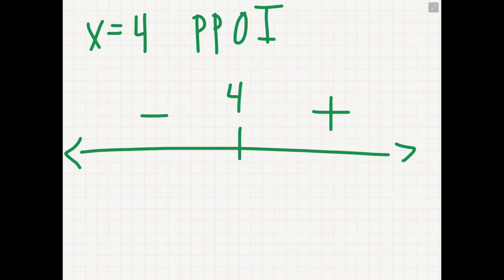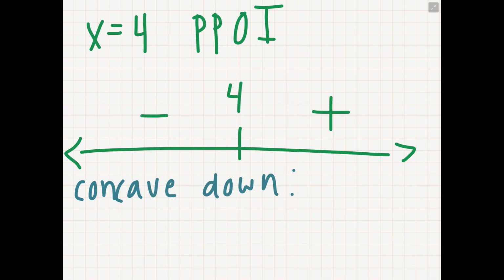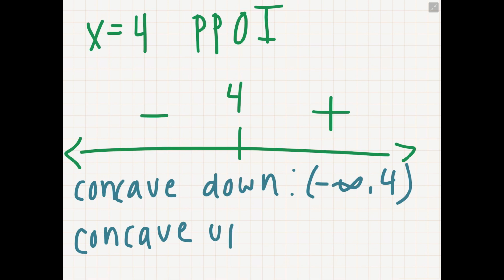Based on the results of our sign test around x equals 4, we can conclude which intervals of this graph are concave up and concave down. The interval negative infinity to 4 is concave down because the sign test concluded that f double prime of x is less than 0. On the other hand, the interval 4 to positive infinity is concave up because the sign test concluded that f double prime of x was greater than 0.